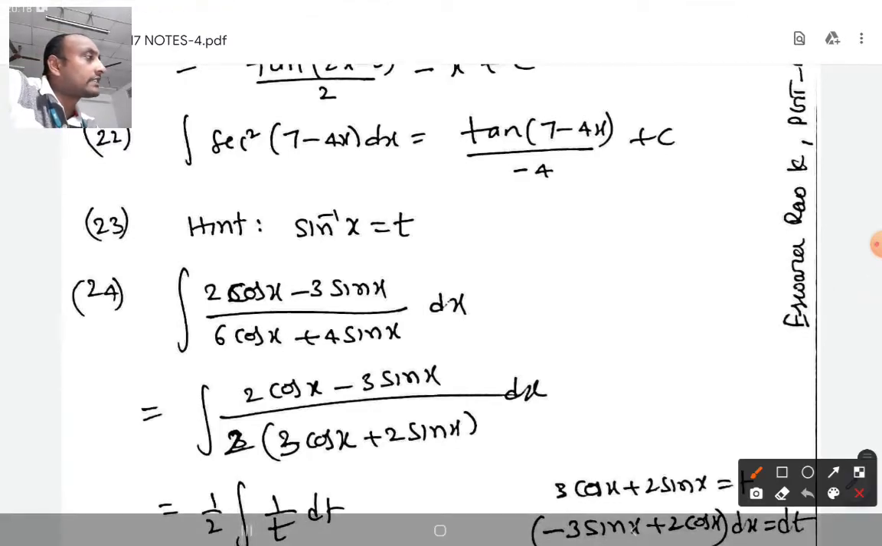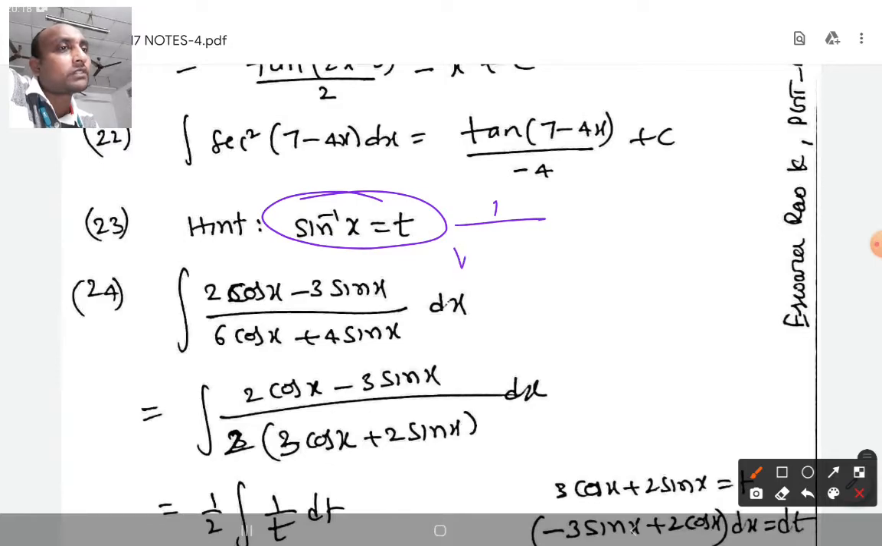23, easy question. It is sin inverse x divided by root 1 minus x square. So sin inverse x is t. So you get 1 by root 1 minus x square into dx is equal to dt. Hope you are getting.